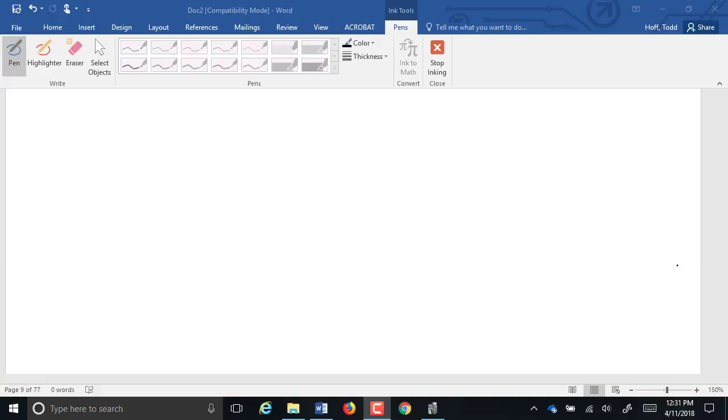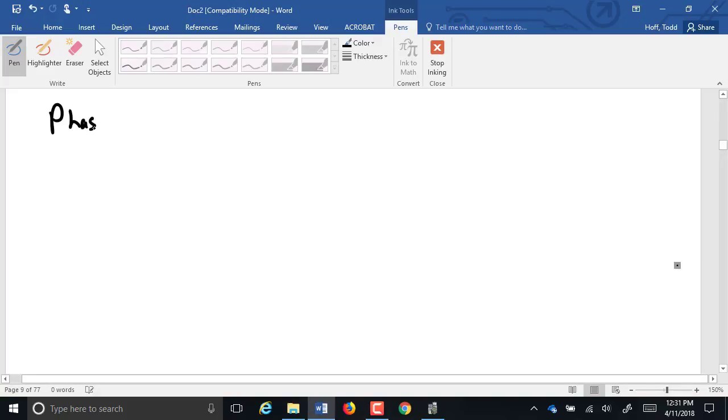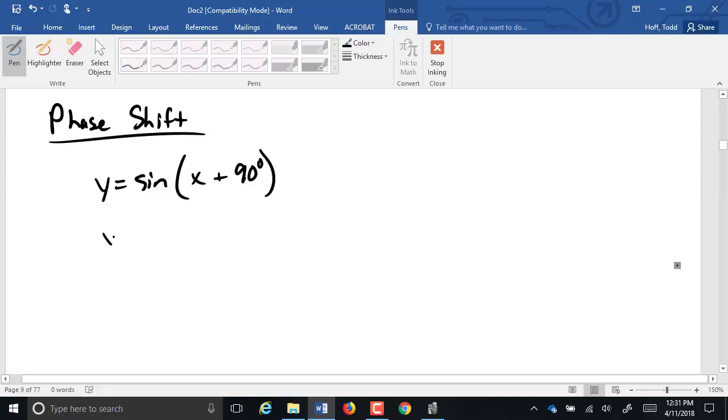So we talked about this a little bit before, called phase shift. The phase shift is a number that goes inside. If we have y equals sine of x plus 90 degrees, of course, the equivalent of this would be y equals sine of x plus, what's the radian equivalent of 90 degrees? Pi over 2, exactly. So those are both the same.